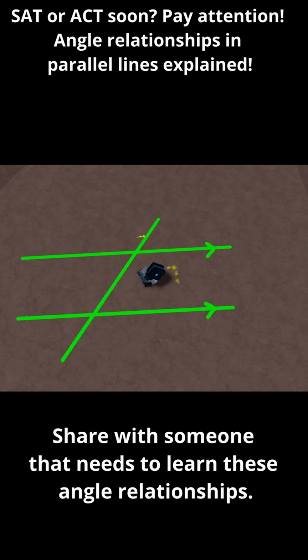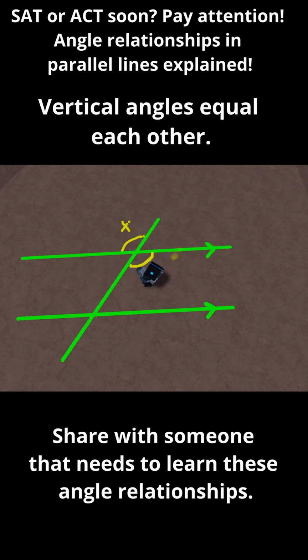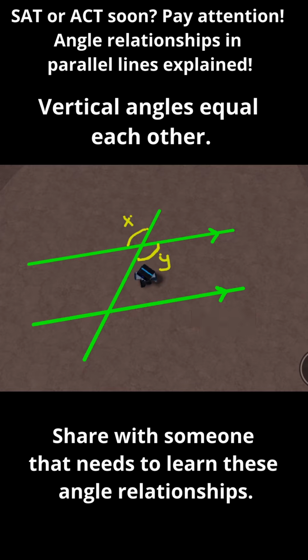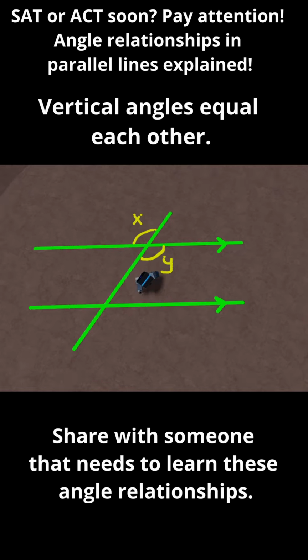Here's another relationship that you want to know. I'm going to draw these two angles that are across from each other. These angles are called vertical angles. So let this be x, and let this be y. What's the relationship for vertical angles? Well, what you need to know is that whenever we have these vertical angles, they equal each other. So here, x equals y.